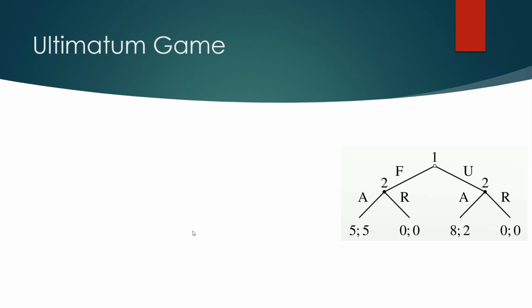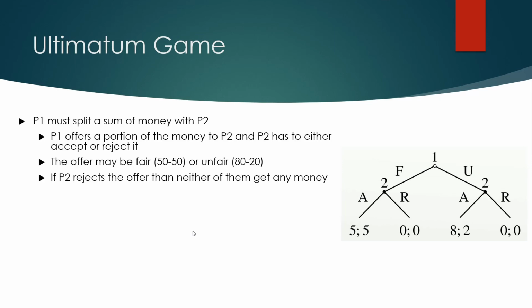They've tested this with something called the Ultimatum game. This is really big in game theory. The way it works is that you have player 1 and player 2. Player 1 has a bit of money, and they decide how they want to split that money up and share it with player 2. Player 1 offers a portion of the money to player 2, and player 2 either accepts that offer or rejects it.